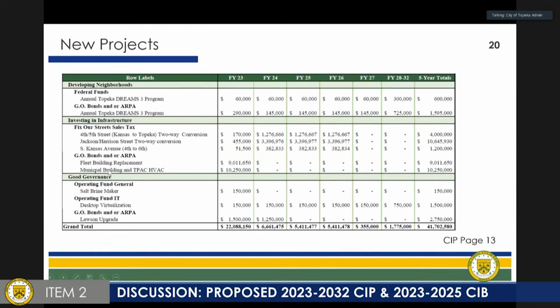New projects, which is on printed page 13. So on printed page 13 are new projects in the CIP book. Those are also broken down by initiative, developing neighborhoods, investing in infrastructure, and good governance.